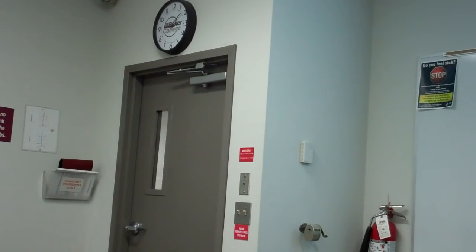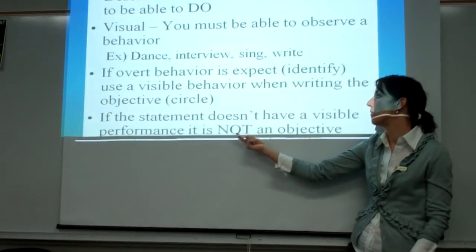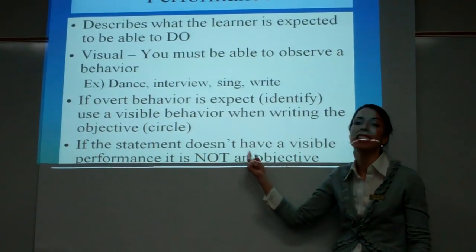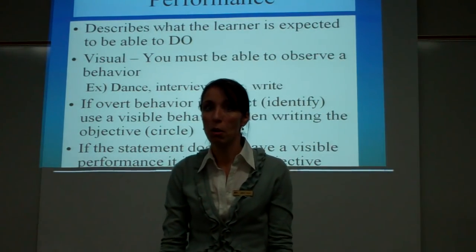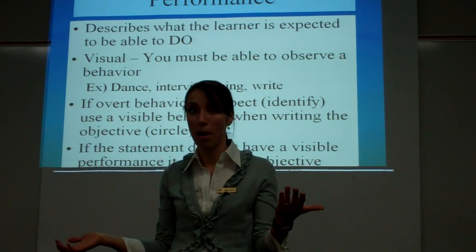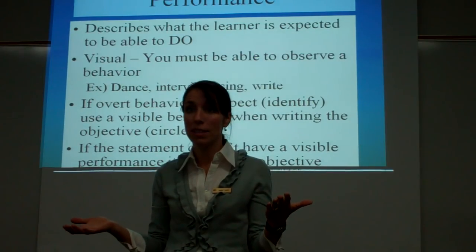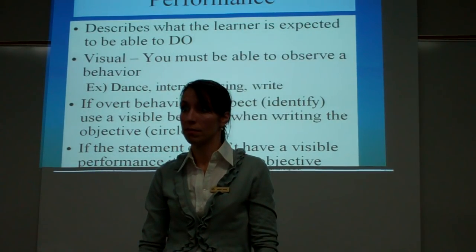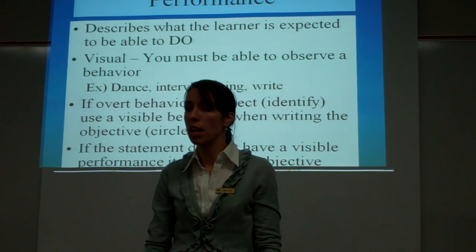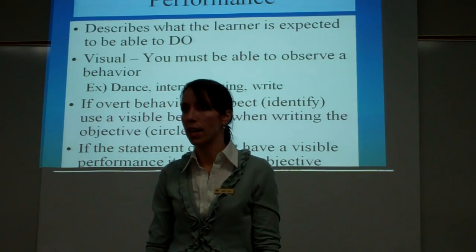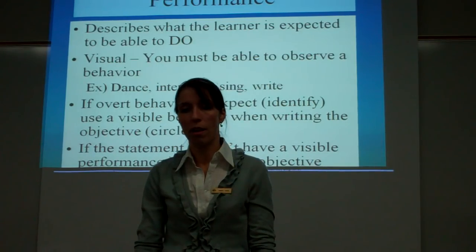What does Mager say to us? He's basically telling us, if your objective, if your statement doesn't have a visual performance, it doesn't count. It's not an objective. So what he's really saying, although he doesn't come out and use these words, is that's not teaching. That's telling. It's not teaching. Now think about how many classes you're in where there's a lot of telling. Okay, you can pause it now.